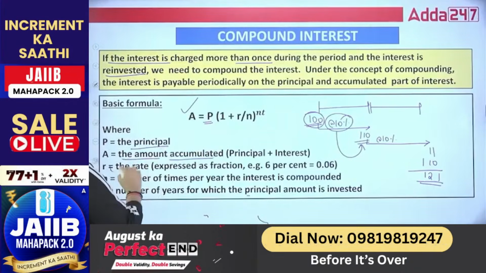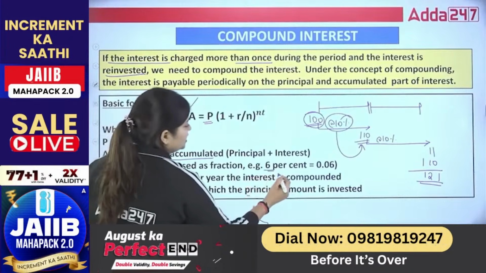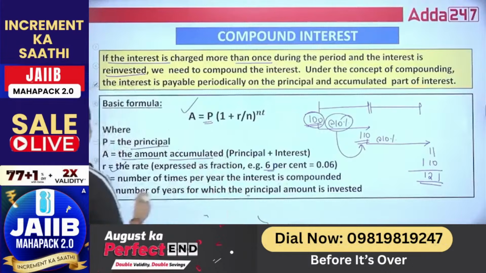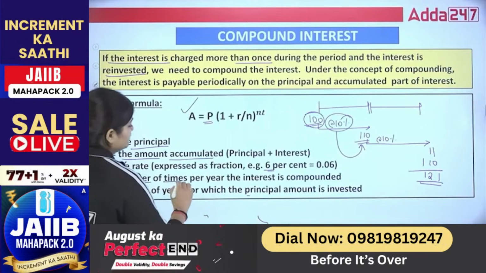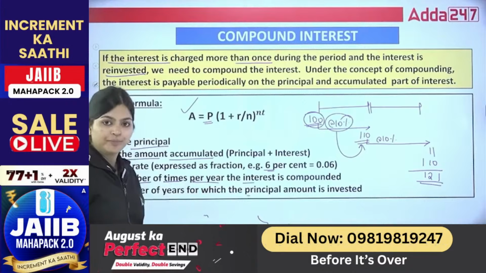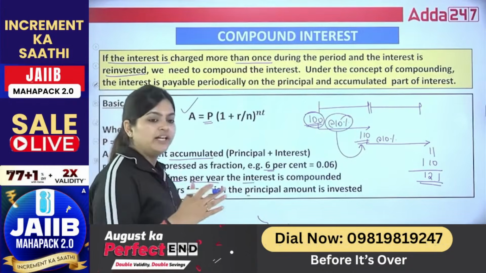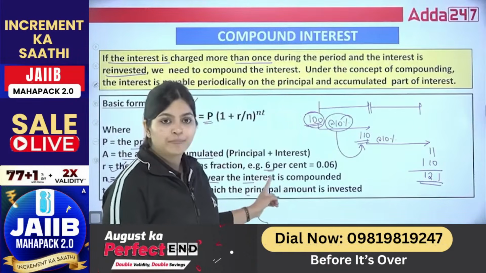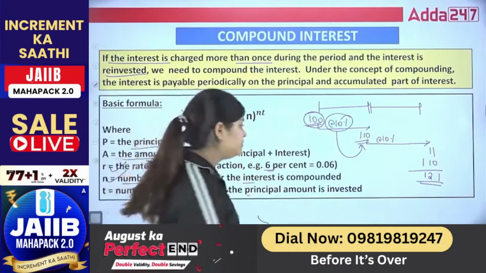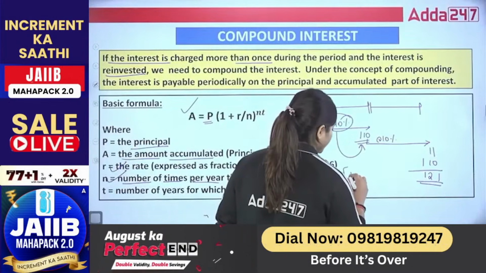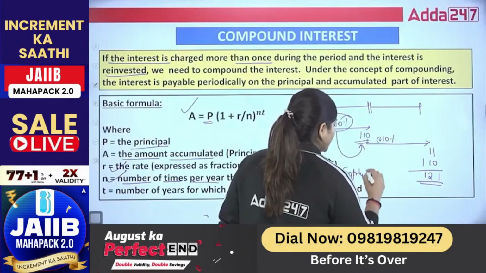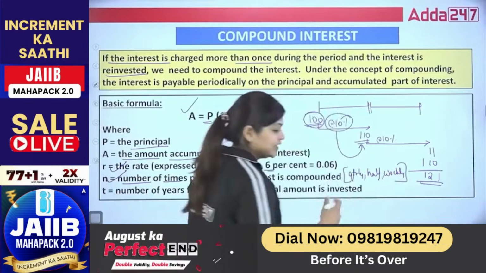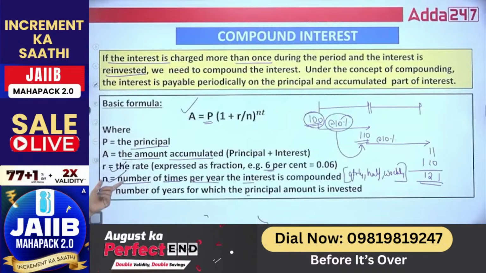P means your principal amount. R is your rate of interest, like 6%, so 0.06, 6 by 100. N means the number of times per year the interest is compounded. If in one year you are getting quarterly returns, at that time we use this N. Similarly for half yearly or weekly returns, you use N.